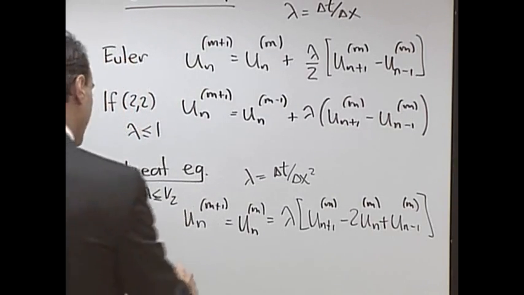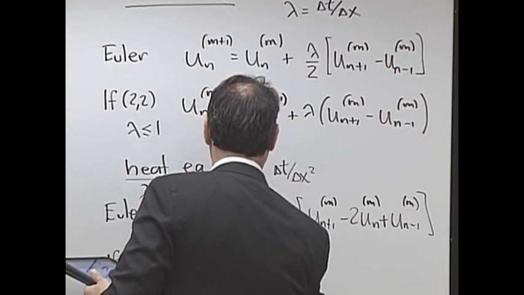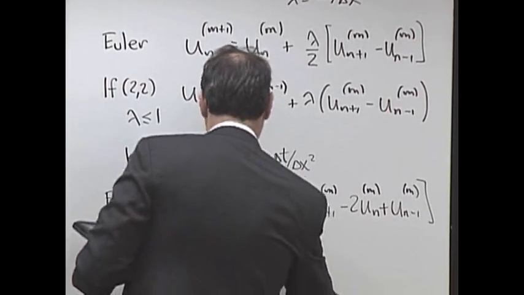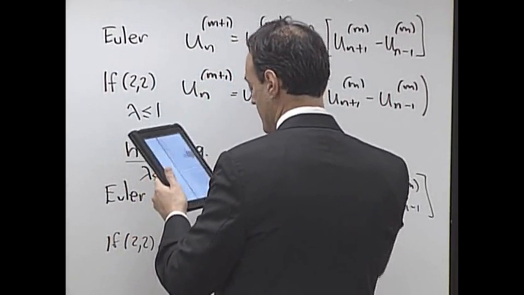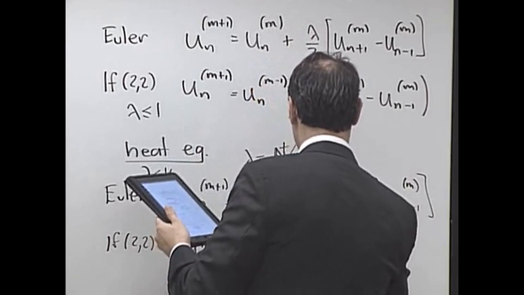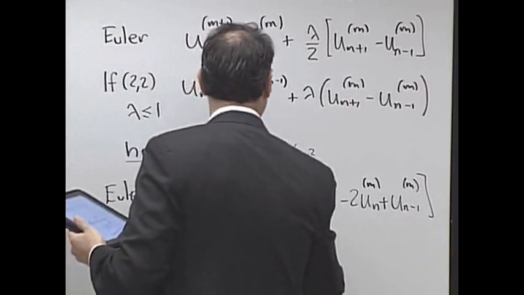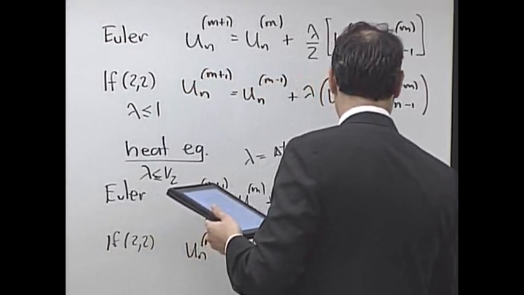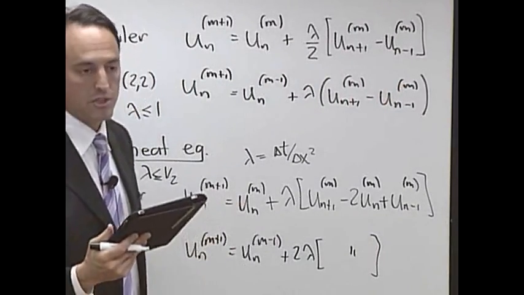And then for leapfrog, it was u(n+1, m) equal to u(n-1, m), plus, oh, that's a plus lambda there, not an equal, plus 2 lambda times that same thing there. So those are the two schemes.